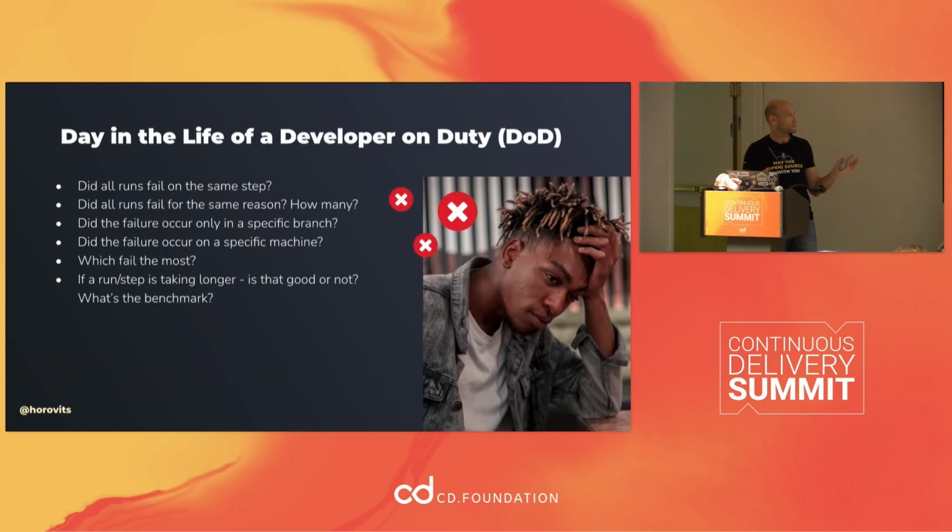And just to give you a few examples of questions that it took us too much time to answer. Did all runs fail on the same step? Did all runs fail for the same reason? Did the failures occur on a specific branch, maybe on a specific machine? If something takes longer, is that okay? What's the benchmark? These are the sorts of questions that it took us too much time to answer, and we realized we need to improve.